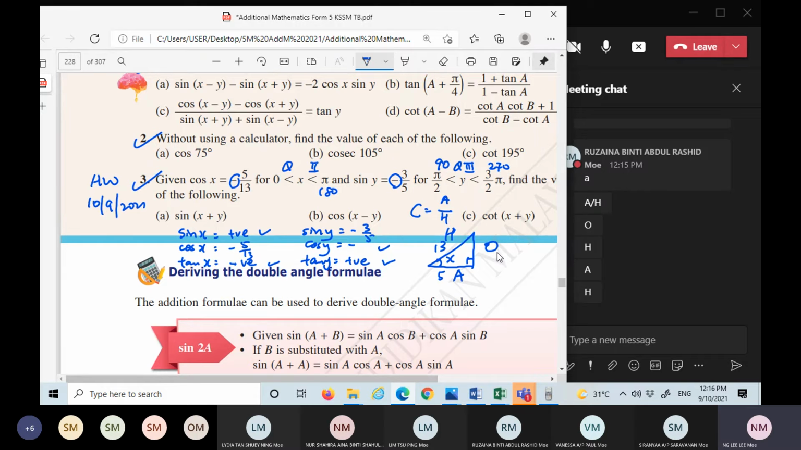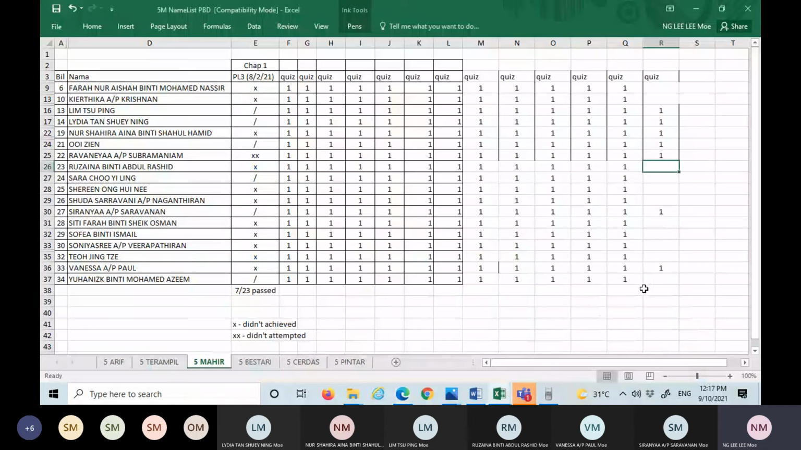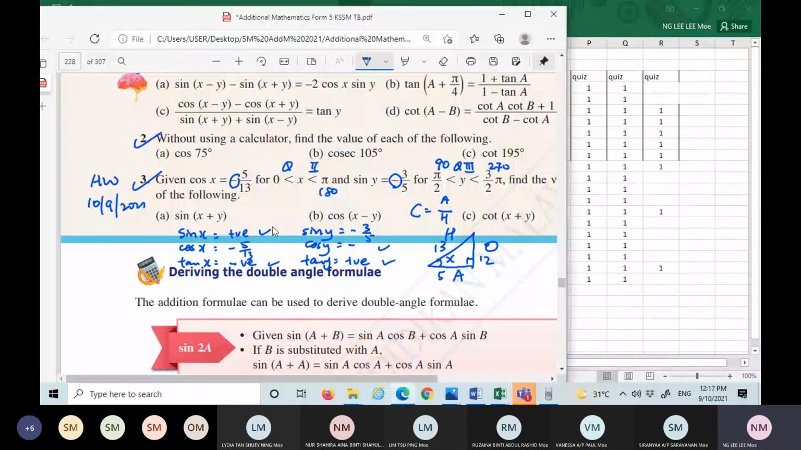If you don't memorize the triple, then you have to use the Pythagoras theorem to get the answer. May I know the length for the O? Still Rosanna? Thank you. Okay. Wow, Rosanna answered so many questions. You will say unfair, teacher. Okay, next is Sarah. Okay, Sarah, continue.